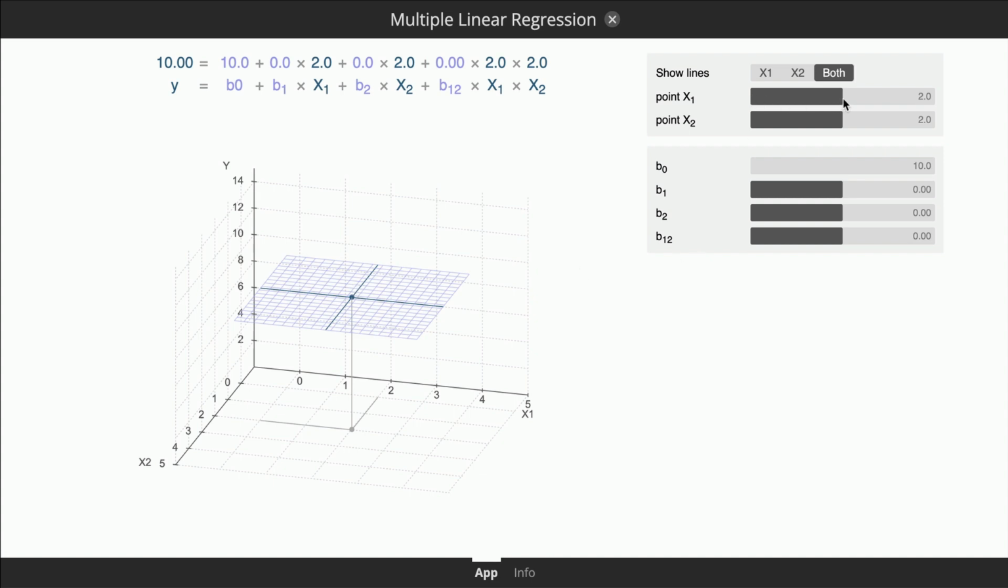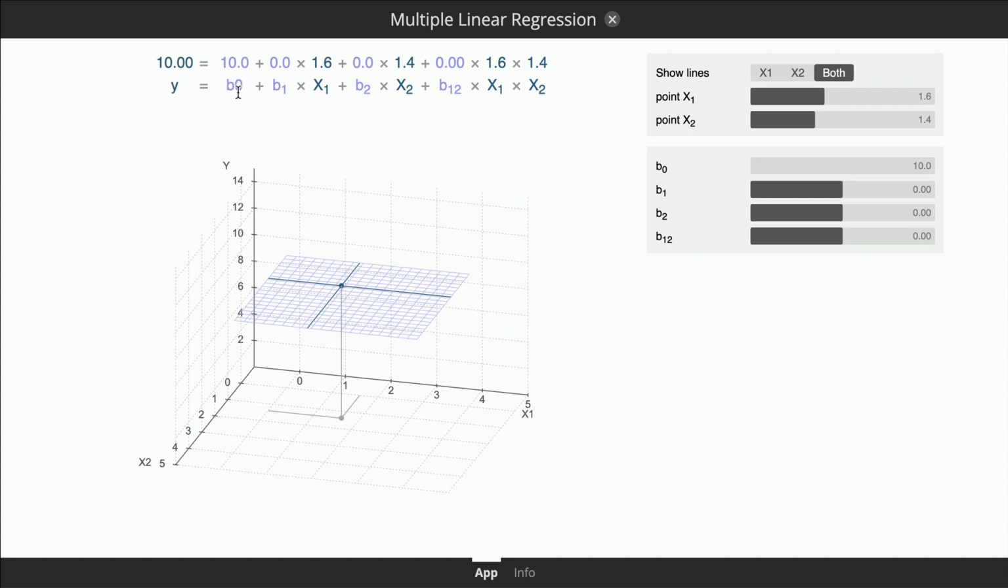Then you can see I can change the x1 coordinate and x2 coordinate of my point. So you can see I change x1 now. Now I change x2, and then for any combination, I have one single value that lies on this plane, and this is exactly the predicted y value. But how is it predicted? The predicted y value is a linear combination of these three main contributors, right?